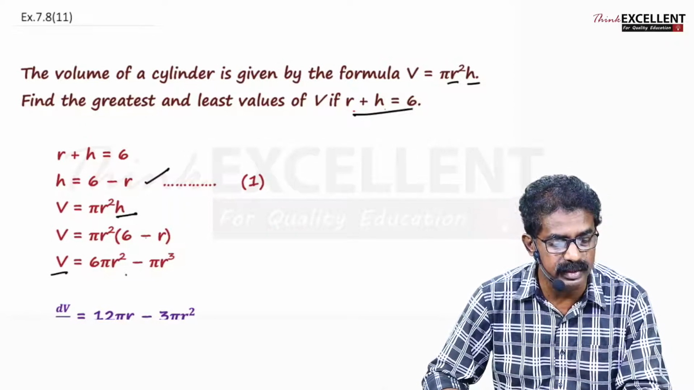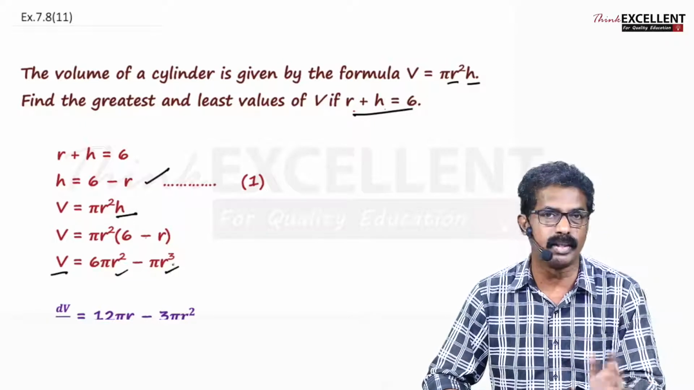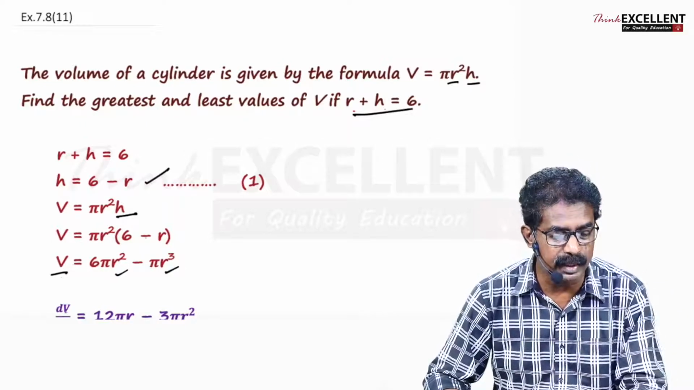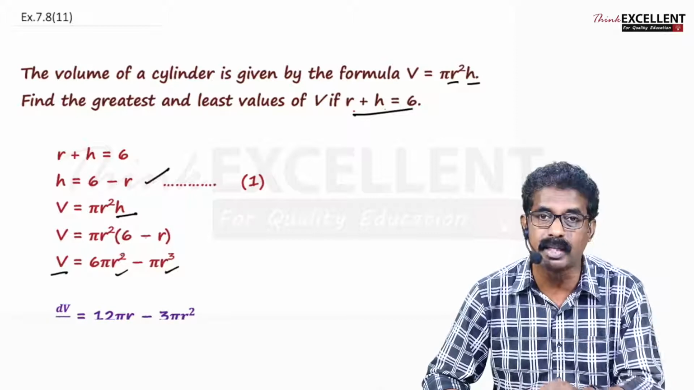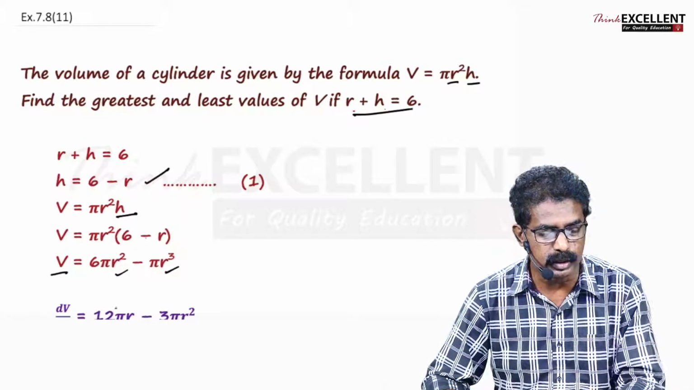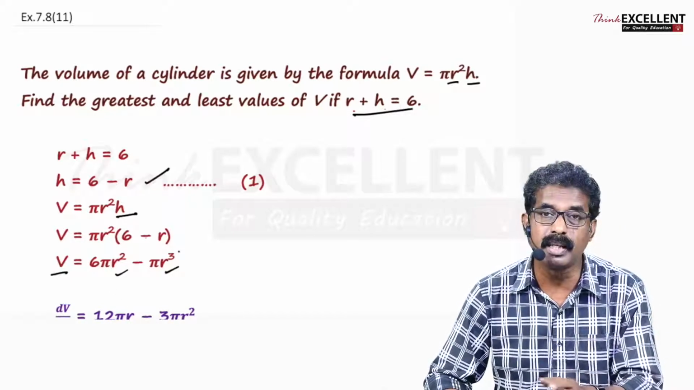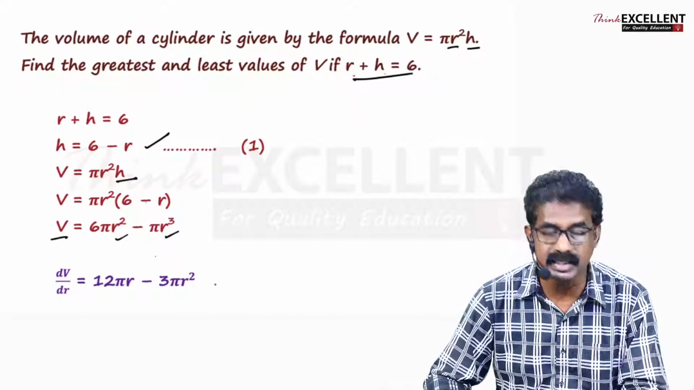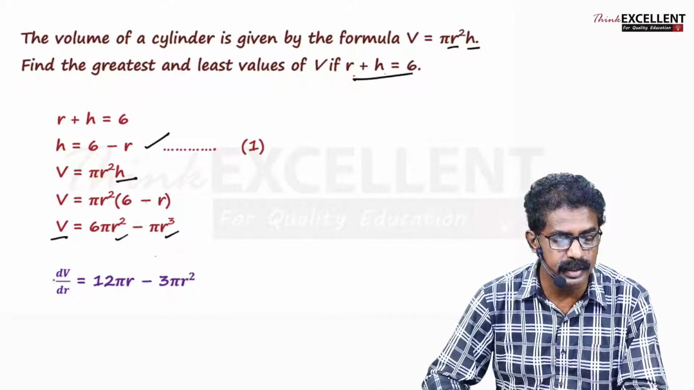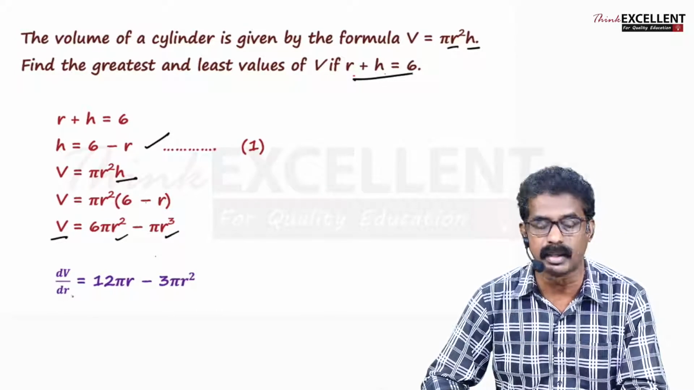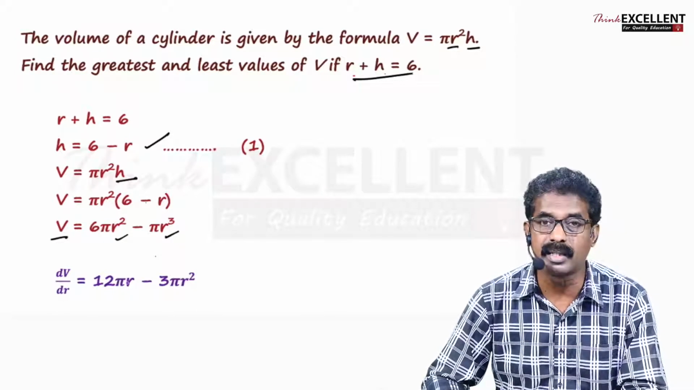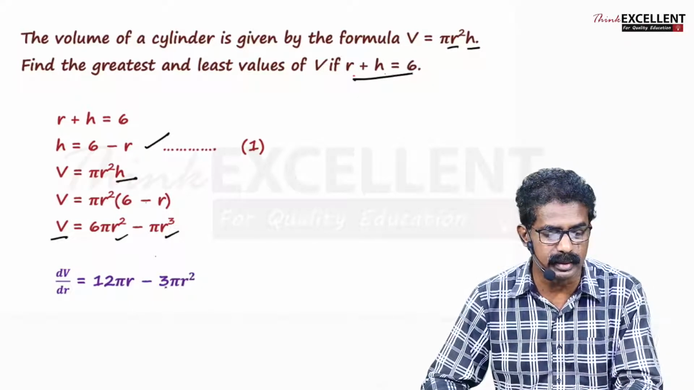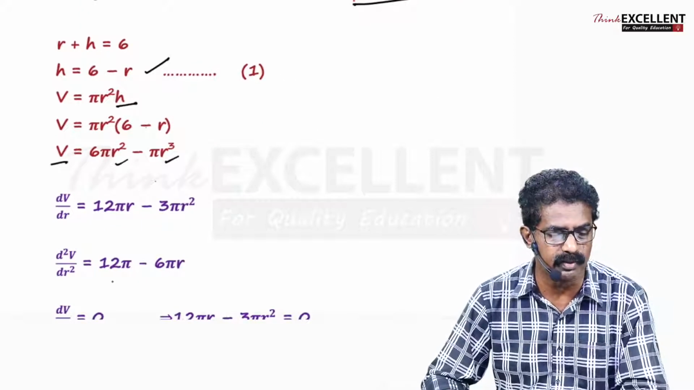Now V is a function of r alone, so differentiate two times. dV by dr: 6 pi into r squared, derivative 2r, so 6 into 2 is 12 pi r. r cubed, derivative 3r squared, so 3 pi r squared. That is the first derivative. When you find the second derivative, d squared V by dr squared: 12 pi into r, derivative 1. Here r squared derivative is 2r, so 2 into 3 is 6, so 6 pi r.